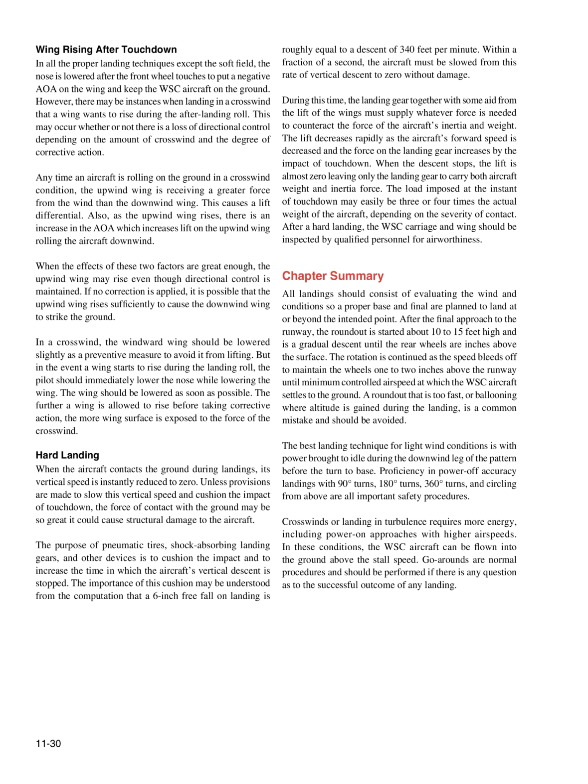A roundout that is too fast, or ballooning where altitude is gained during the landing, is a common mistake and should be avoided. The best landing technique for light wind conditions is with power brought to idle during the downwind leg of the pattern before the turn to base. Proficiency in power off accuracy landings with 90 degree turns, 180 degree turns, 360 degree turns, and circling from above are all important safety procedures. Crosswinds or landing in turbulence requires more energy, including power on approaches with higher airspeeds. In these conditions, the WSC aircraft can be flown into the ground above the stall speed. Go-arounds are normal procedures and should be performed if there's any question as to the successful outcome of any landing.